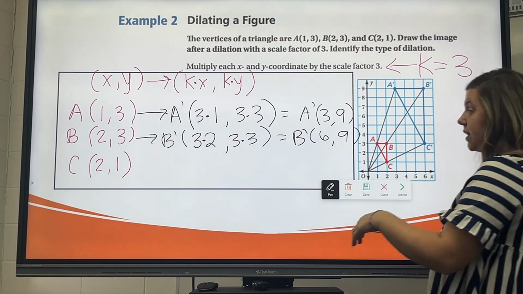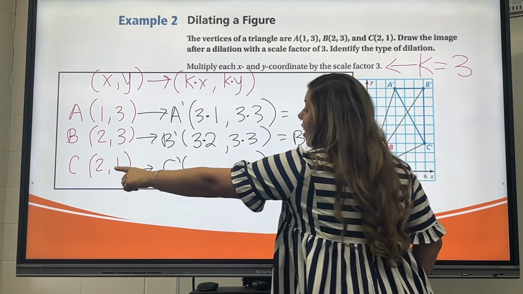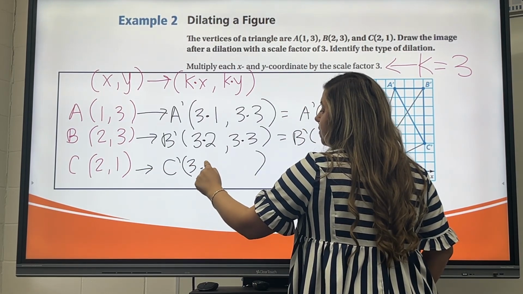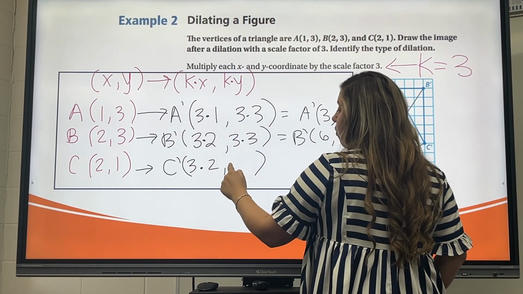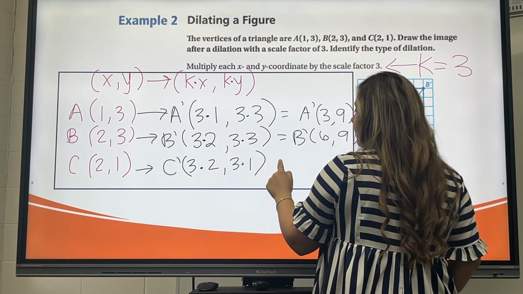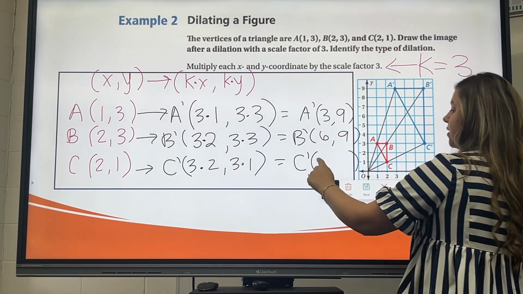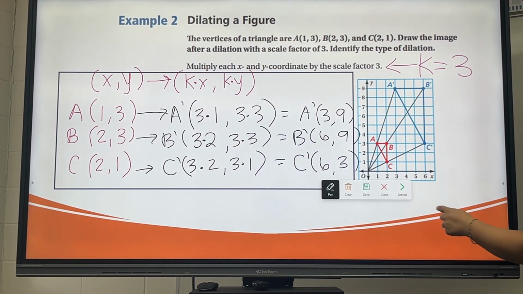Okay, and then the last point, C prime. I've got my scale factor times x, so 3 times 2, sorry, and scale factor times y, 3 times 1, which is a new point of 6, 3. Okay, and then we see that graphed over here.